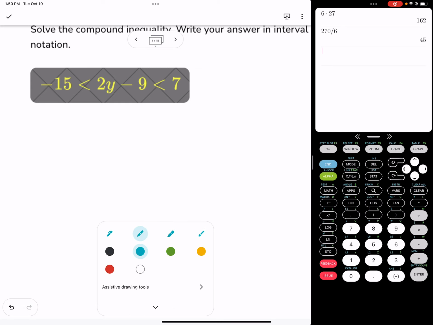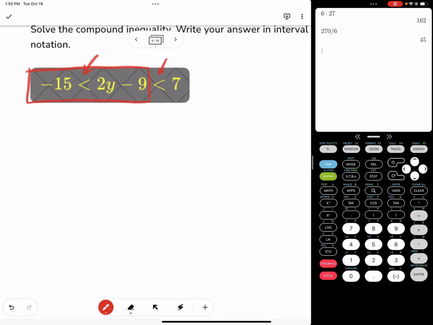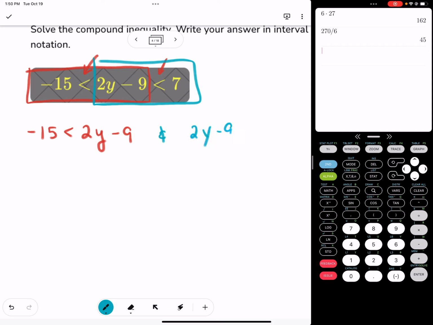To attack a combined or joined inequality, notice there are two inequalities in this. What we do is write the two separate inequalities that this implies. So it says negative 15 is less than 2y minus 9. Then I'm going to switch colors to repeat the middle part and include the less than 7. At the same time, 2y minus 9 is less than 7.